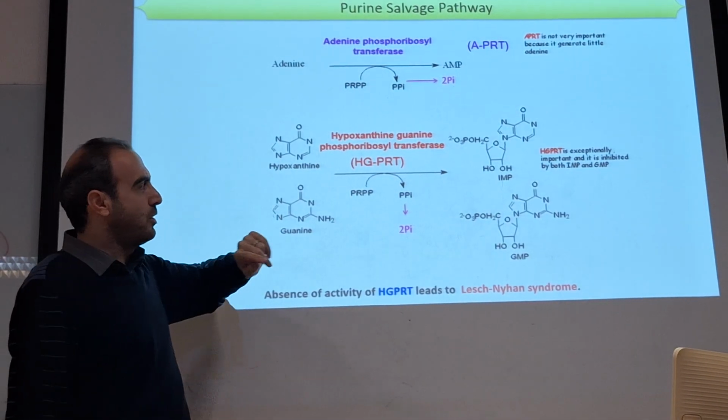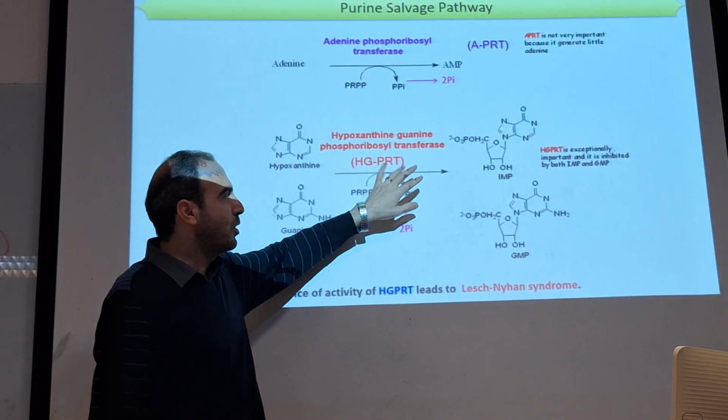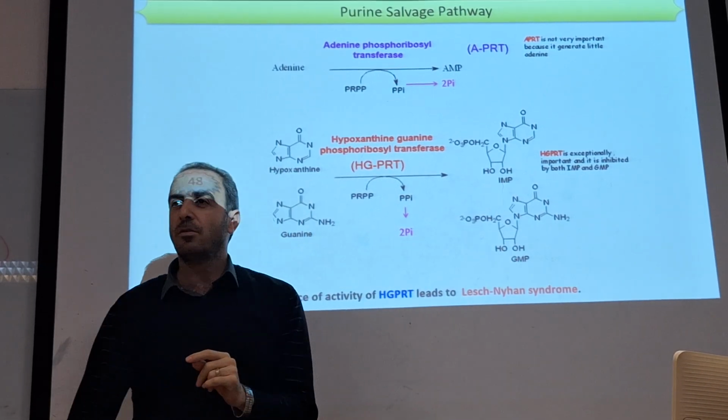Guanine and hypoxanthine together, by this enzyme, are converted to IMP and GMP.